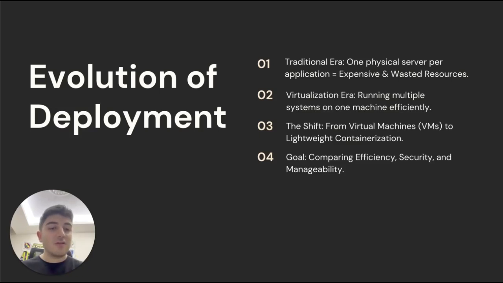Virtualization changed everything. It allowed us to run multiple systems on a single physical machine efficiently. Instead of one server for one app, we could run 10 or 20 apps on one server. For many years, virtual machines were the only solution for this. However, recently, we are seeing a shift. We are moving from heavy virtual machines to lightweight containerization. This is popularized by tools like Docker. So, our goal in this presentation is to compare these two based on three things: efficiency, security, and manageability. Which one is better? Let's find out.